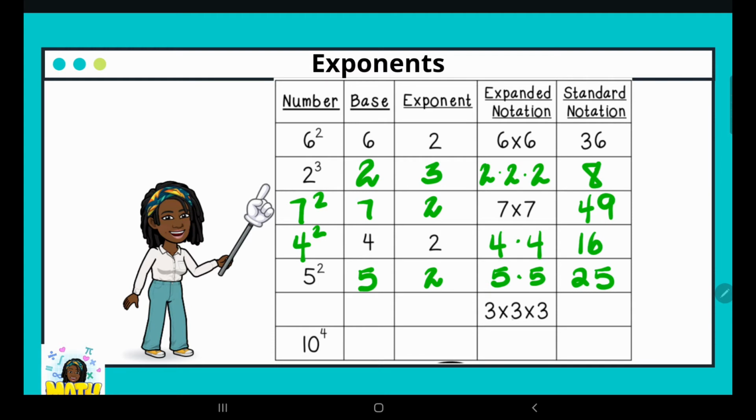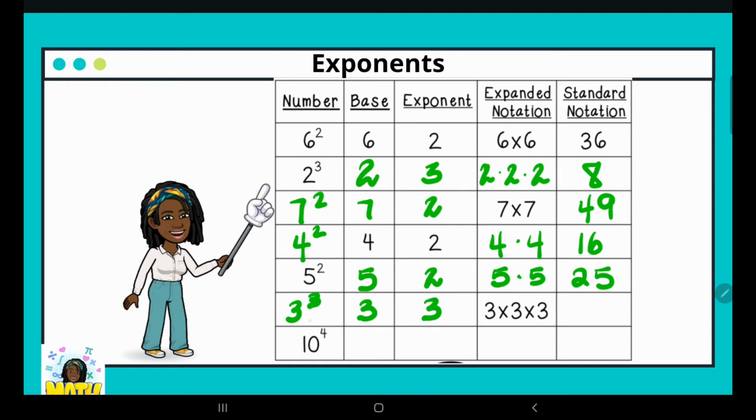Now I have 3 being multiplied by itself 3 times, so that means I have an exponent of 3, and my base is also 3. A common mistake that a lot of people make when they're looking at exponents is that they say 7 times 2 or 4 times 2, 5 times 2, but that's not what it's asking you to do. It's asking you to multiply that number by itself however many times.